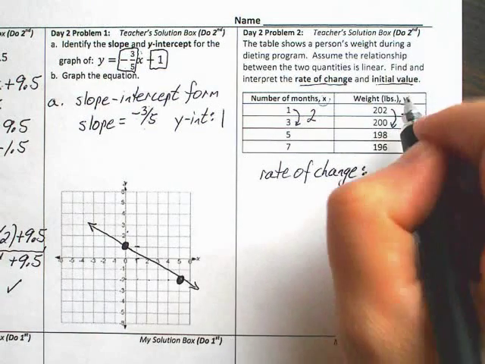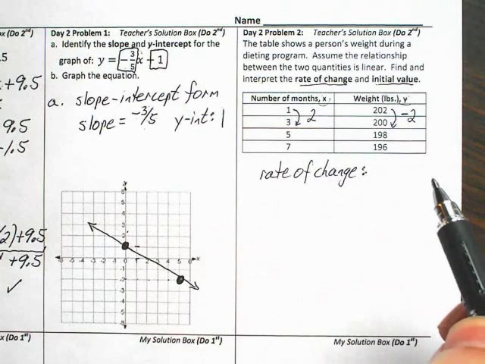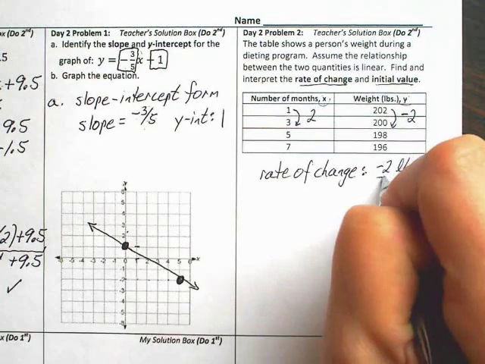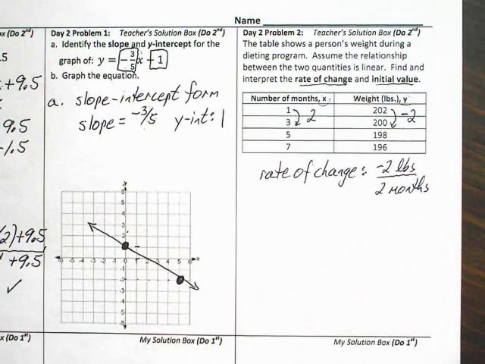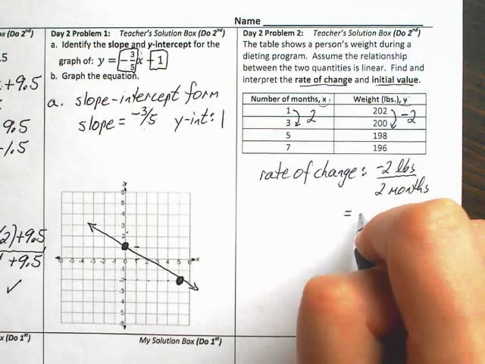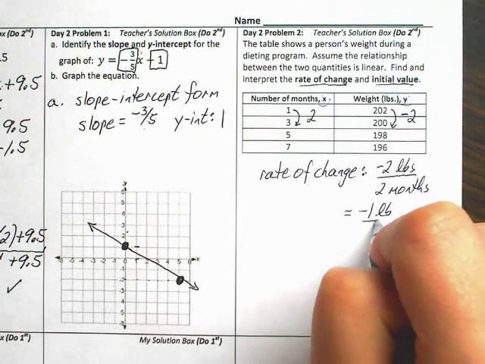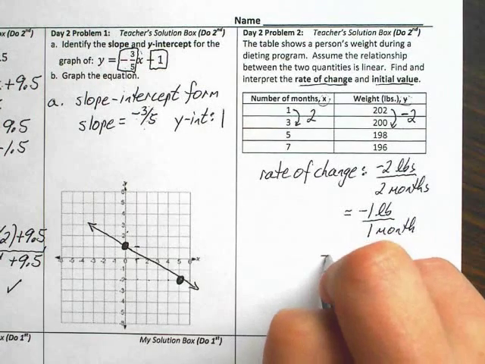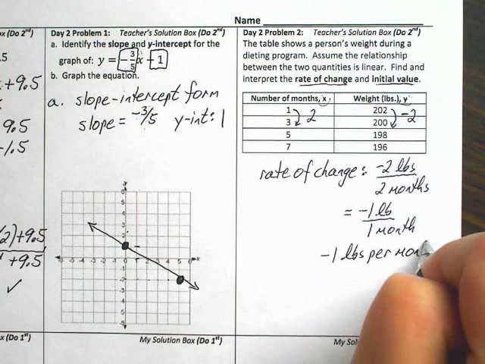Again, remember to put the change in the y values on the top of our ratio and the change in the x values on the bottom of the ratio. So negative 2 pounds compares to 2 months. Now this is reducible. Negative 2 divided by 2, it's much simpler to say negative 1 pound in 1 month, or negative 1 pounds per month.